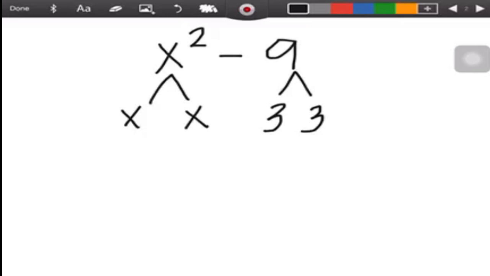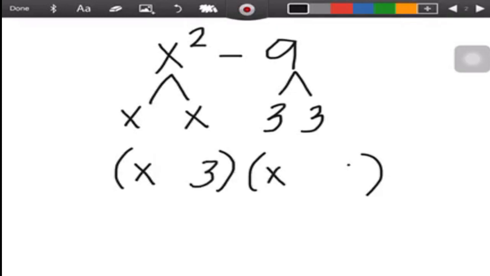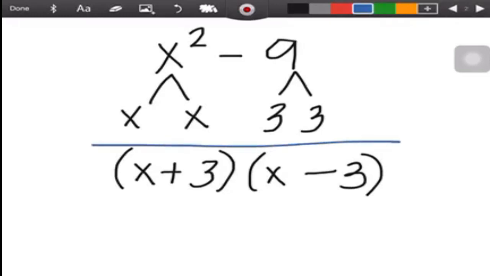Next, you need to write your answer in 2 parentheses. Write the factors of x squared in both parentheses. And then write the factors of 9 in both parentheses. And then you will just use different signs, plus or minus. Or you can interchange the sign. You can use first the minus and then the plus. So here is the final answer.